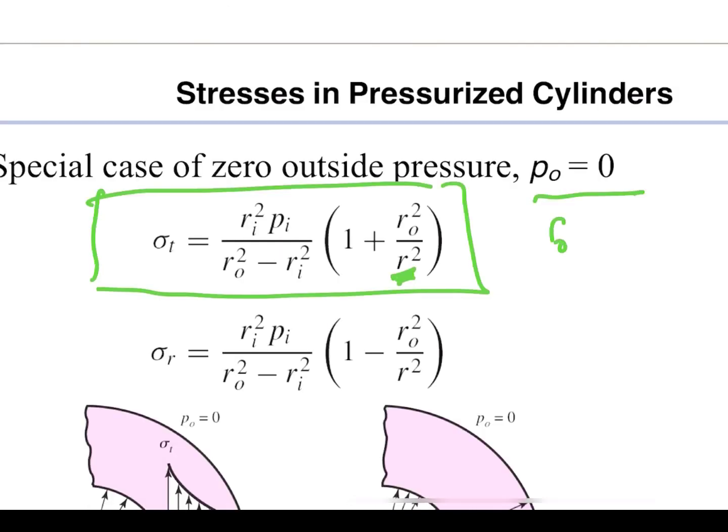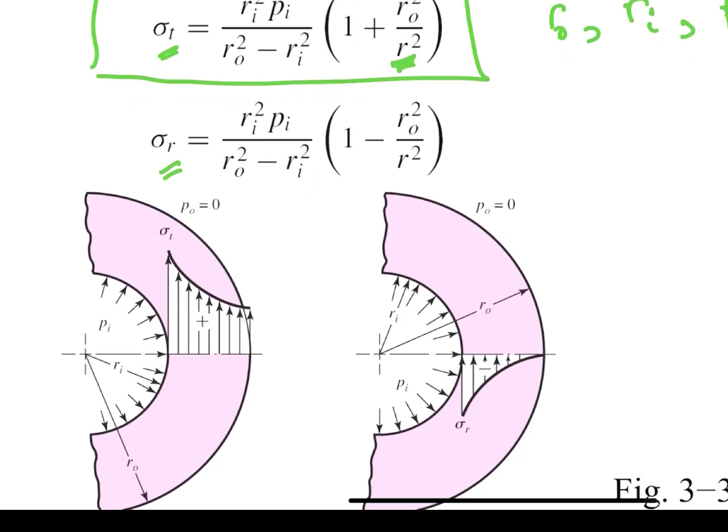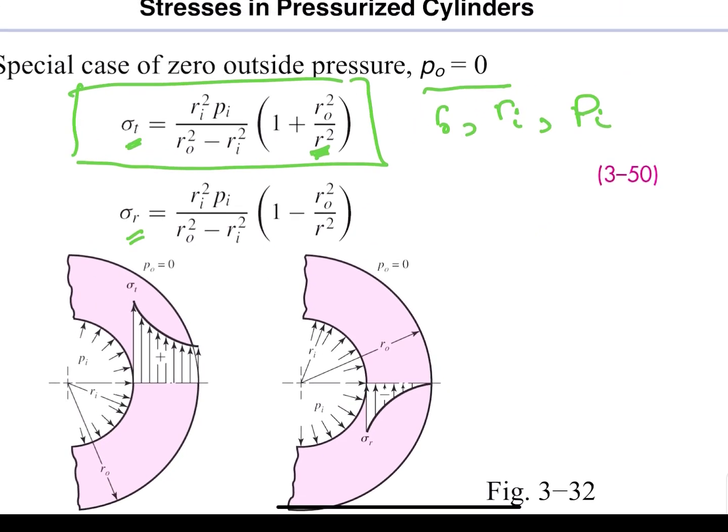R0 is given, that's the outer radius. Ri is given, that's the internal radius. And P sub I is the design pressure. And so we're trying to calculate what the tangential and the radial stresses are through the wall thickness. So you're going to notice something here, and that is this factor out in front of both the radial and the tangential pressures is the same. The only thing that differs is the sign of R outer over R.